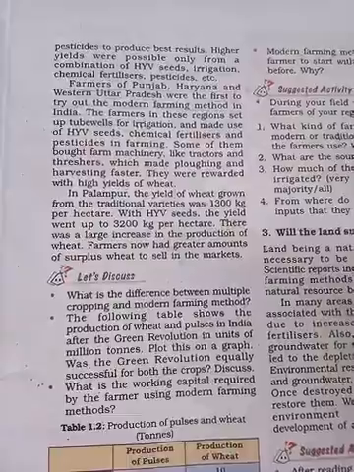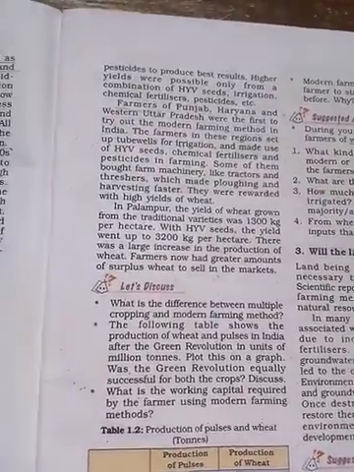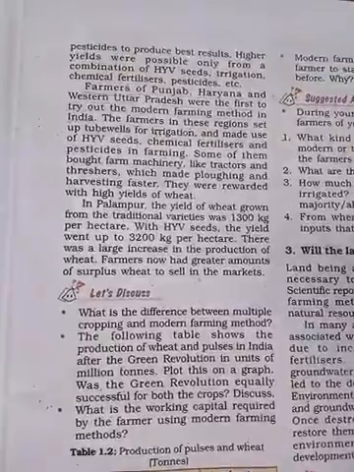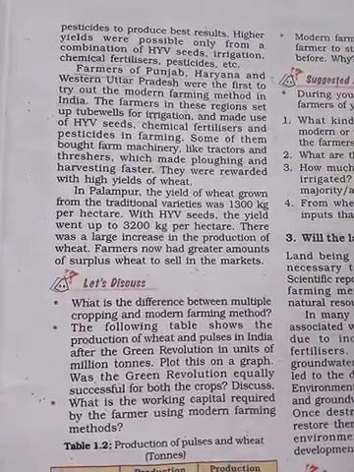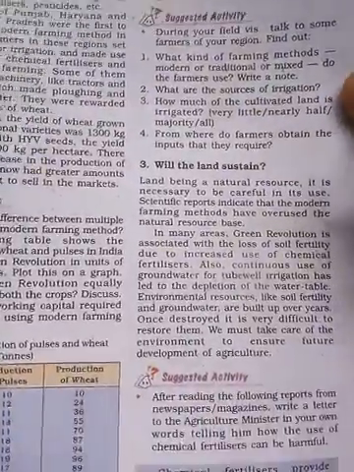Now the farmers had a greater amount of surplus wheat to sell. That means they are getting a lot of wheat, so they are able to sell it in the market, and they used to get a lot of money. So this was there.